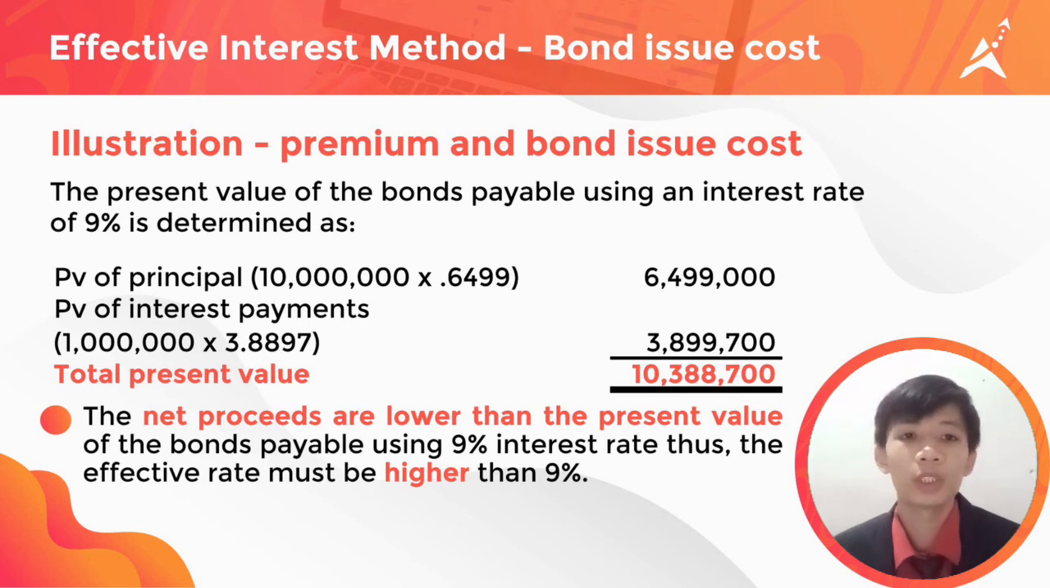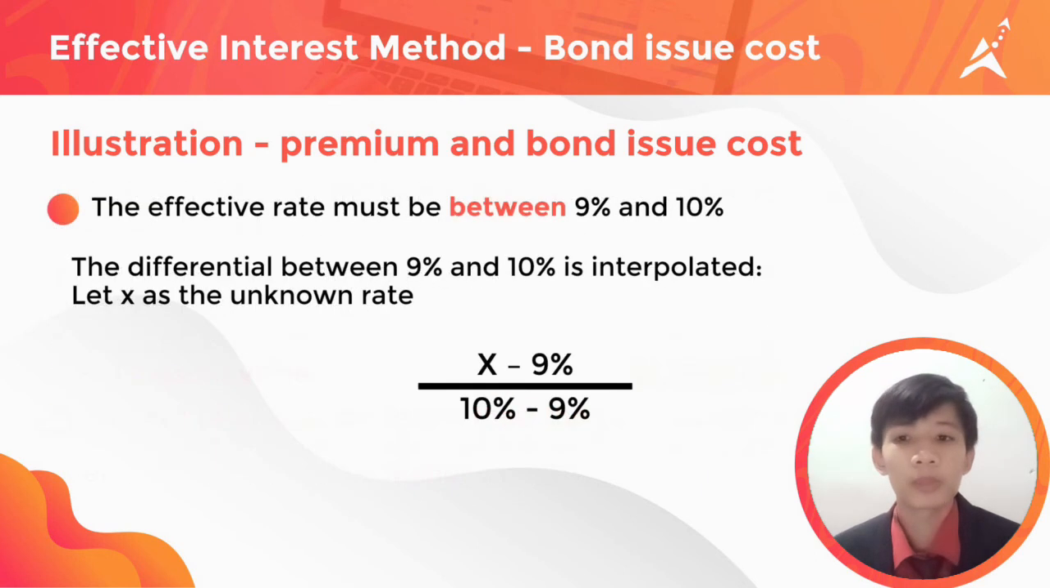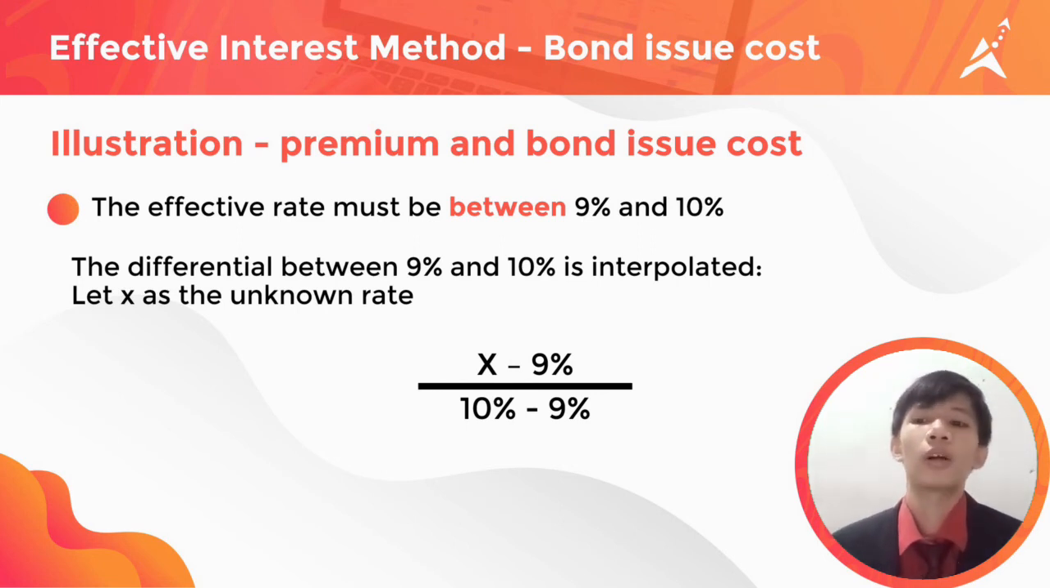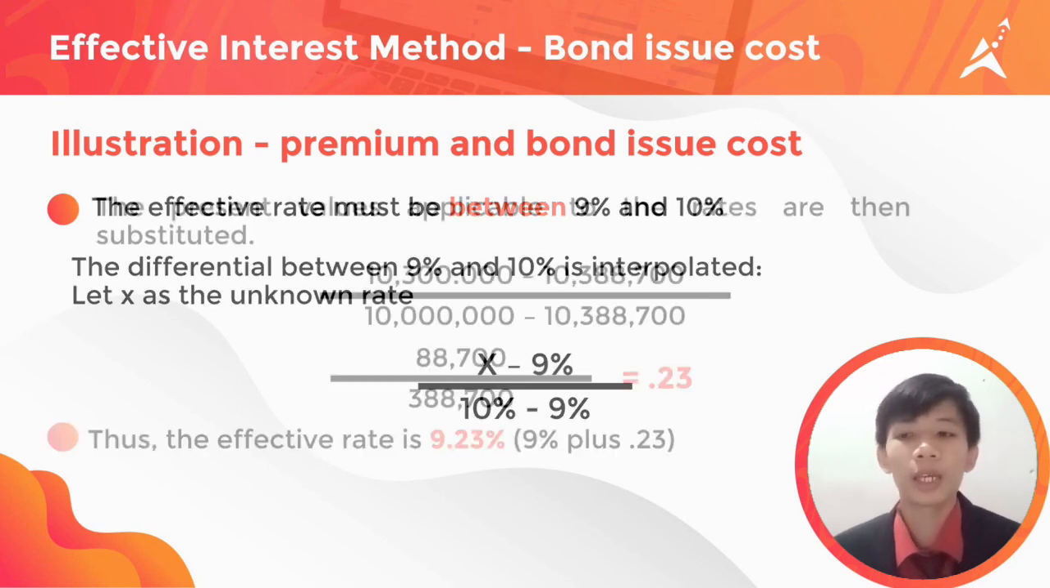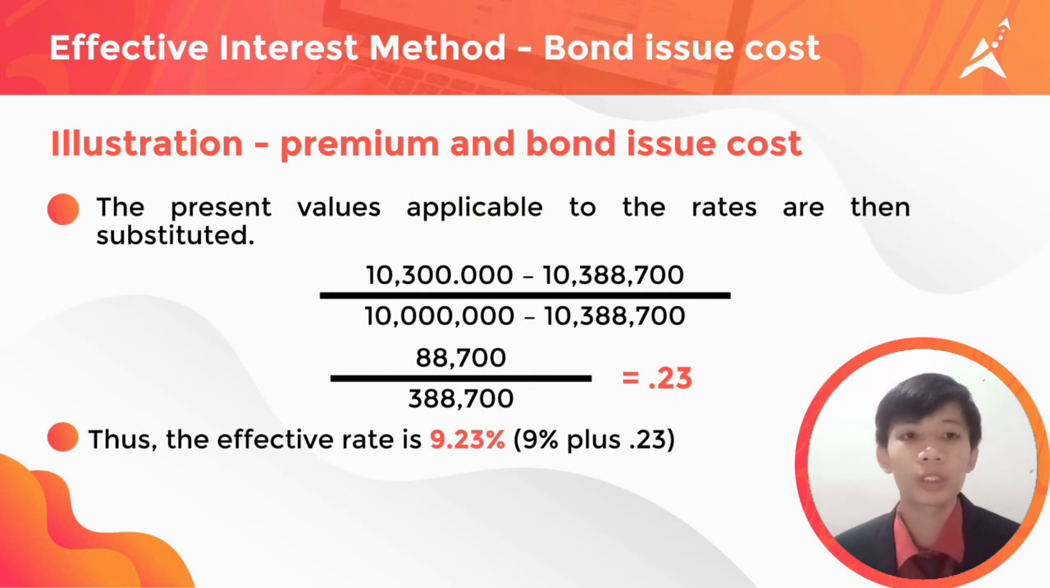And since the effective rate should be lower than 10% but higher than 9%, then the effective rate must be between 9% and 10%. We will get the differential between 9% and 10% using the following equation, with x as the unknown rate. So the equation is x minus 9% all over 10% minus 9%. Then we substitute the present values applicable to each rate.